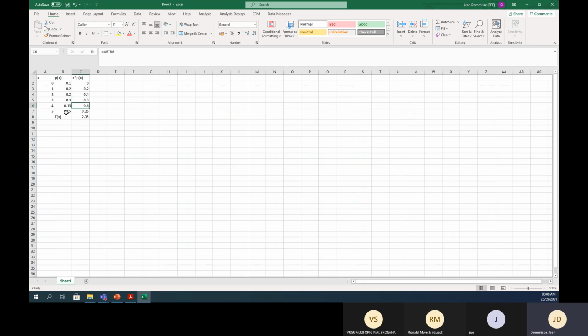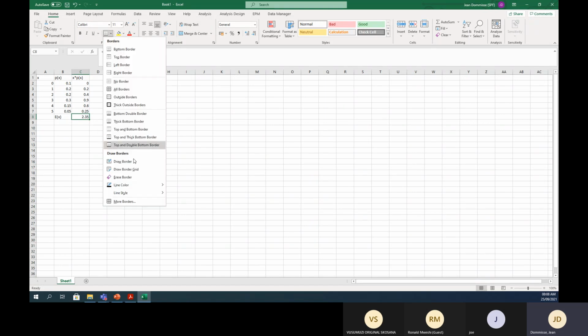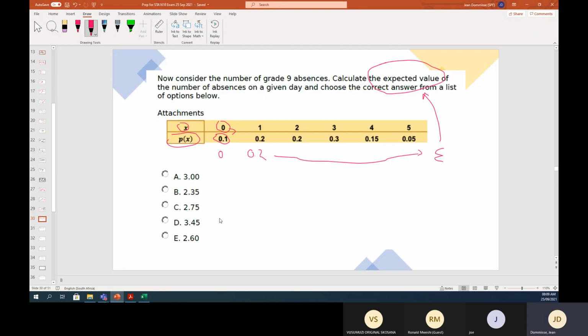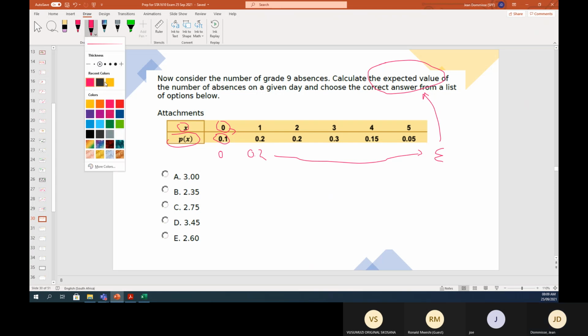The 5 times the 0.05 will give you 0.25. When you add all of them, you're supposed to get 2.35. So that is what your expected value will be. And if we go back to 2.35, there is the option of 2.35.